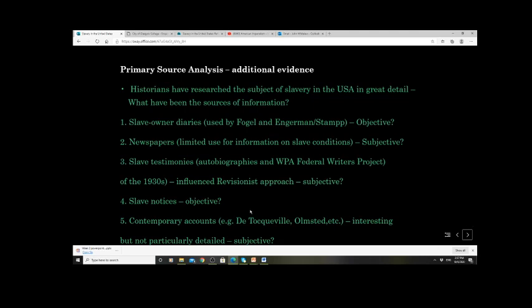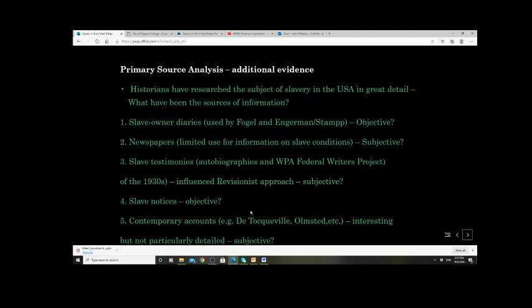Number 4, slave notices. I'm going to talk about them in a moment. I'm going to give you a couple of examples of these in a moment. They're quite useful, they're objective, they are creations of the period prior to the Civil War, so when slavery still existed, and we can take quite a bit from them.